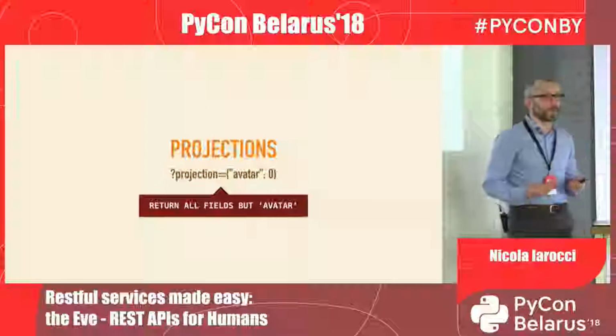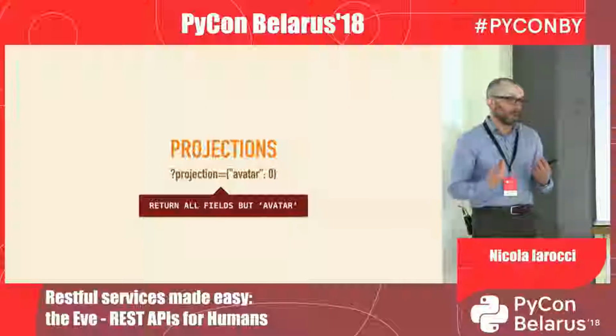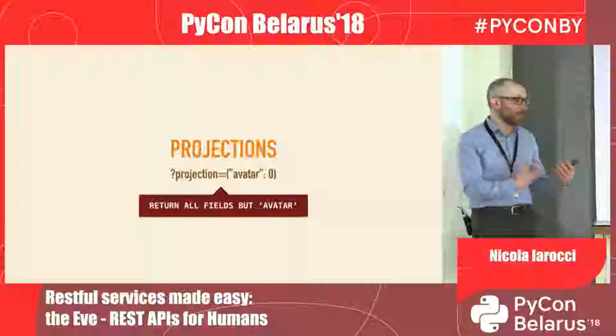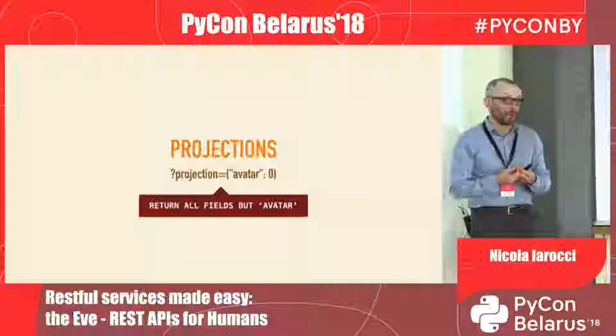And the same with projections. Projections are very useful when you're doing REST services because they allow you to optimize the traffic on the wire. If you're asking for a document with, I don't know, 50 fields, but you only need 3 or 4 of them for the computation you need to do on the client, you can ask the server just for those fields. So your data traveling around on the wire will be reduced.